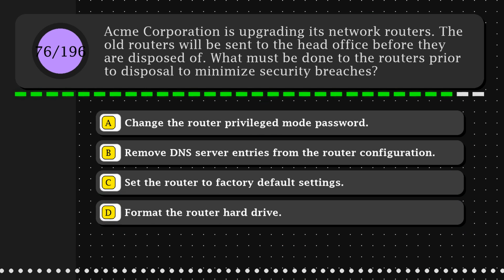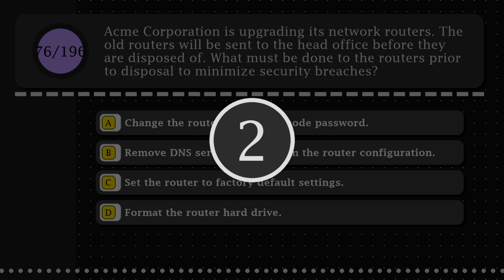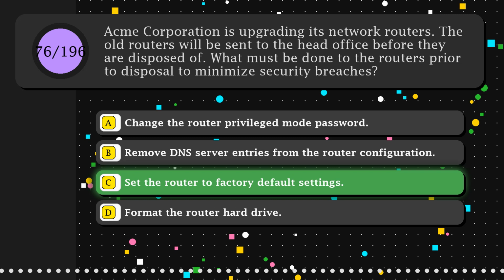Question 76. Acme Corporation is upgrading its network routers. The old routers will be sent to the head office before they are disposed of. What must be done to the routers prior to disposal to minimize security breaches? Option A, change the router privileged mode password. Option B, remove DNS server entries from the router configuration. Option C, set the router to factory default settings. Option D, format the router hard drive. The correct answer is option C, set the router to factory default settings.